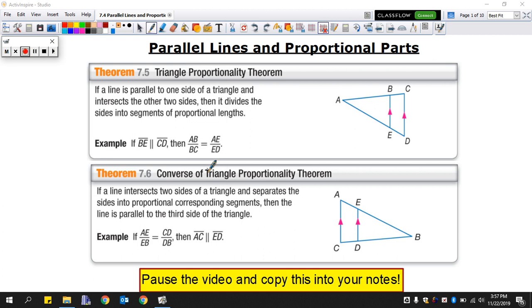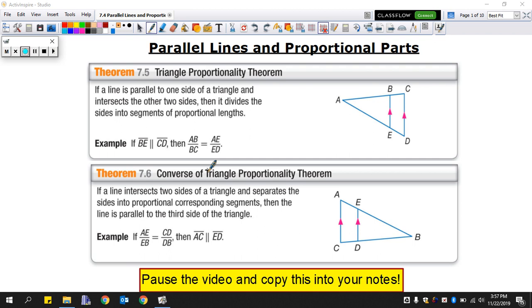In this lesson, we're going to talk about parallel lines and the proportional parts. We're going to look at parallel lines in triangles as well as parallel lines that are cut by several transversals.